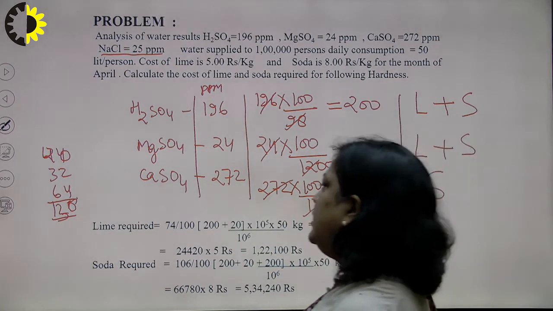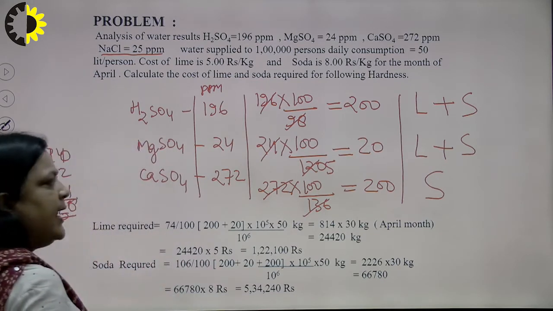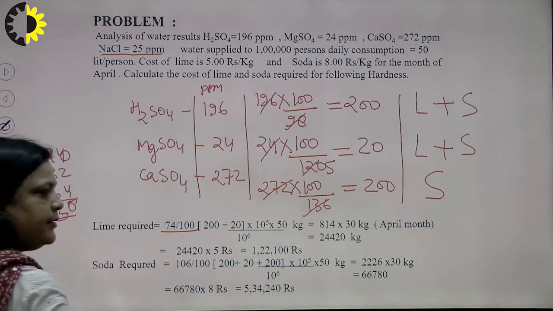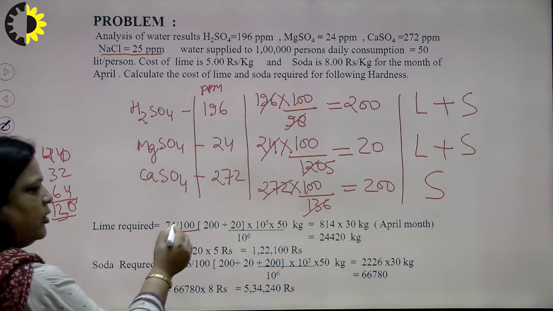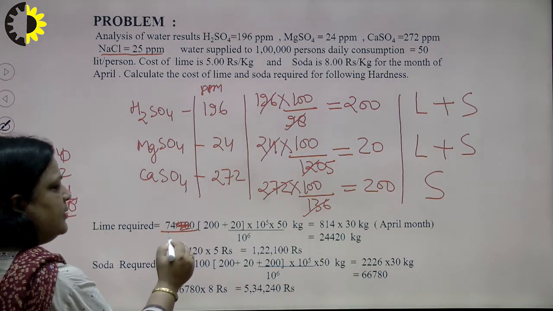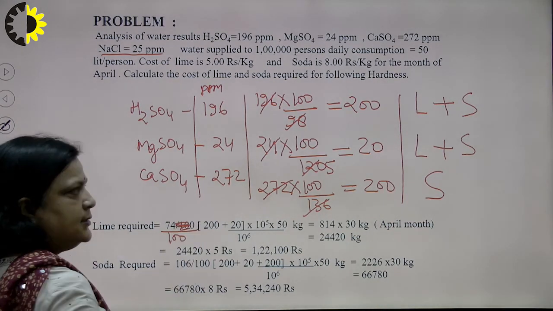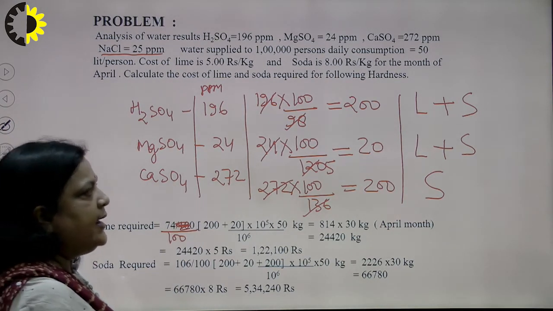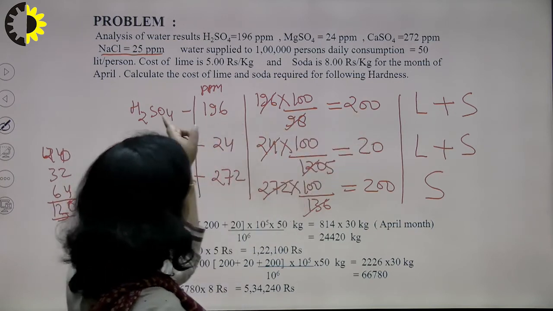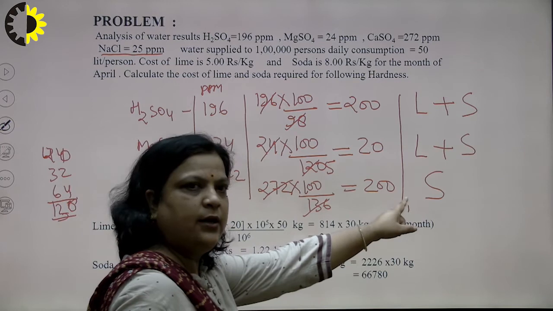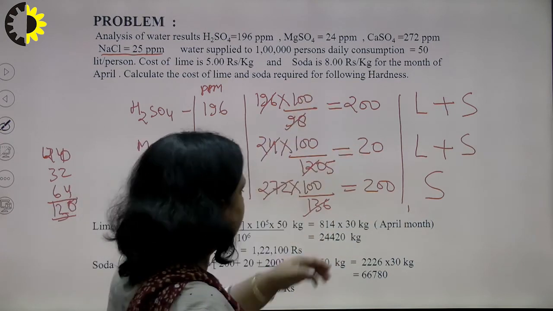Now, lime required. Lime required is 74 upon 100, or you can write like this, so it becomes more clear. Bracket, lime required in for H2SO4 and for MgSO4, no for calcium sulphate. So 200 plus 20.